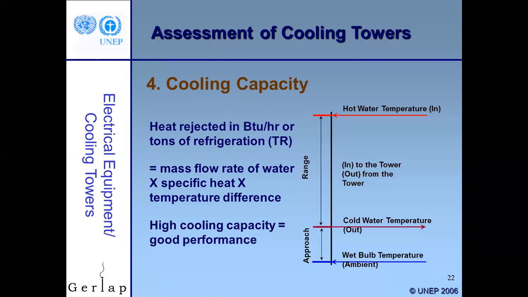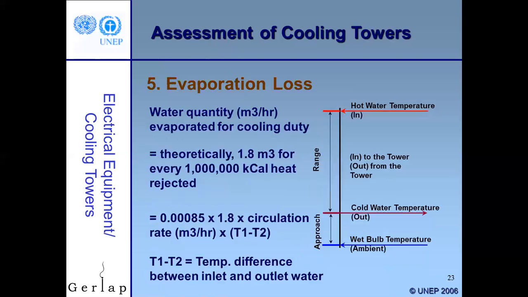And of course, you can calculate the amount of refrigeration that we're getting by the mass flow rate of water times specific heat times temperature difference. So m dot Cp delta T, or m dot delta H. So high cooling capacity equals good performance.